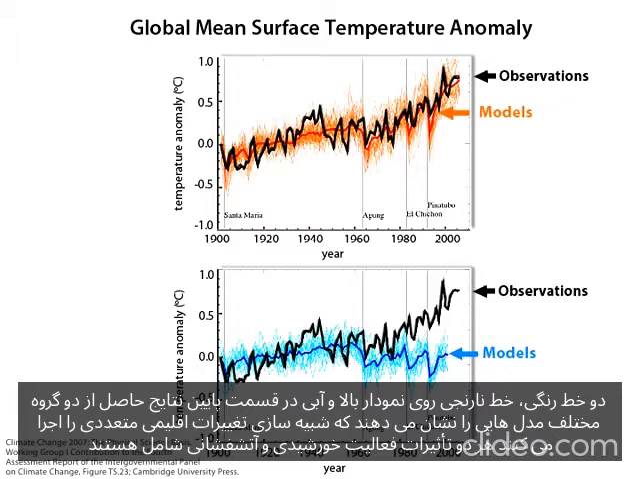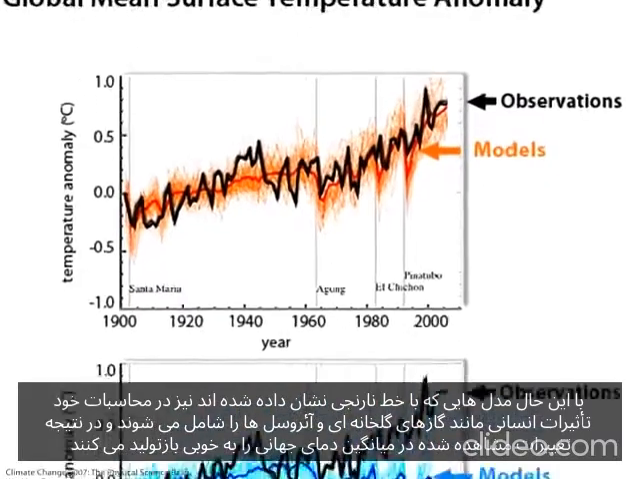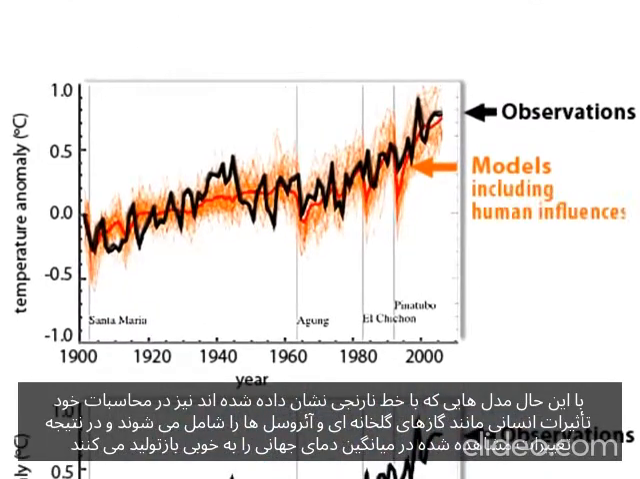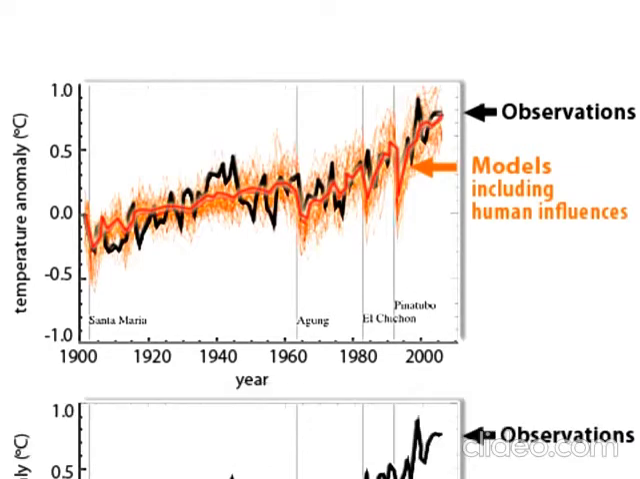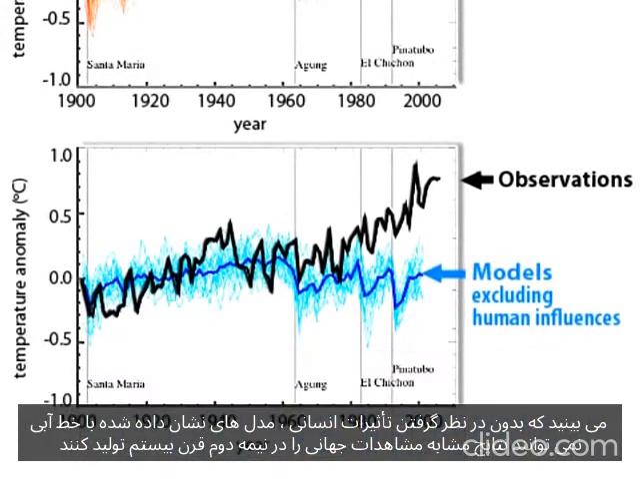Both included the influences of solar and volcanic activity. However, the models represented by the orange line also included human influences, such as greenhouse gases and aerosols in their calculations, and as a result, reproduced the observed changes in global mean temperature quite well. You can see that without including human influences, the models represented by the blue line could not reproduce results similar to global observations during the second half of the 20th century.